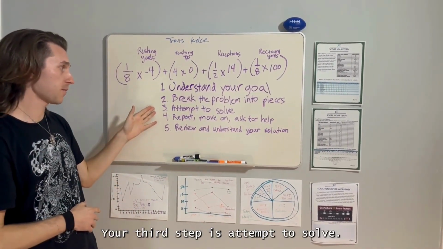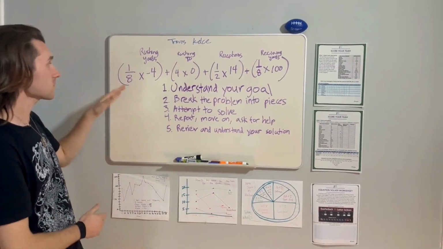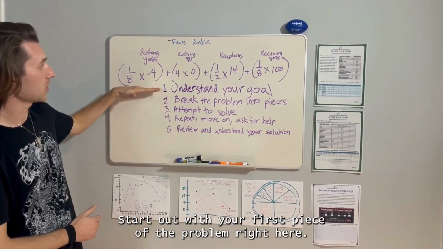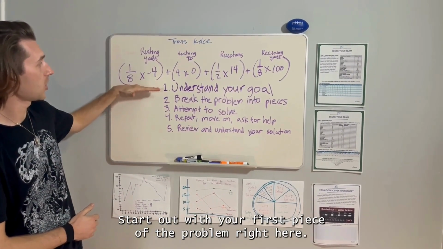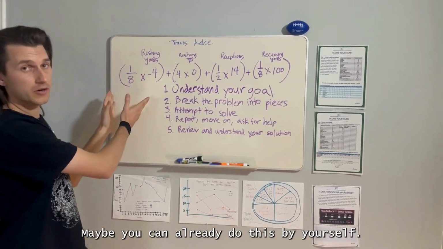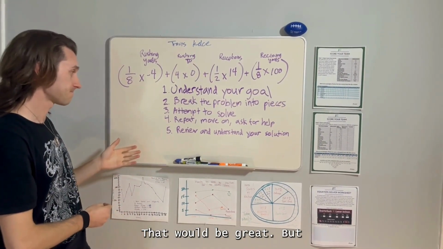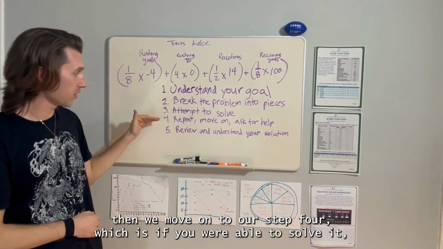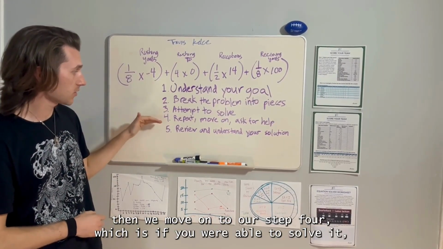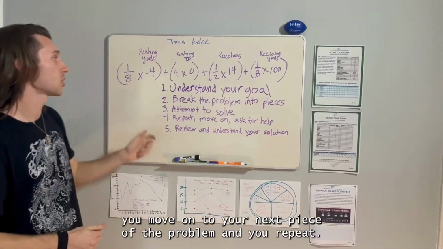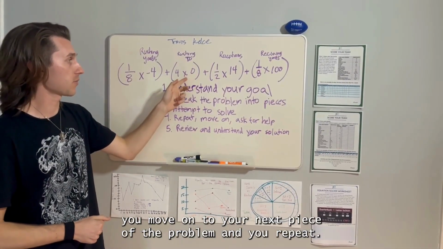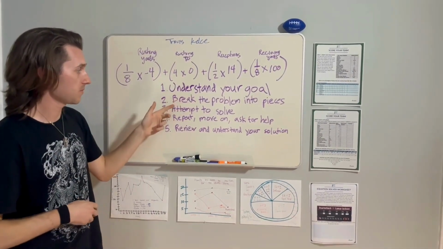Your third step is attempt to solve. You start out with your first piece of the problem right here. Maybe you can already do this by yourself. That would be great. But then we move on to our step 4, which is if you were able to solve it, you move on to your next piece of the problem and you repeat.